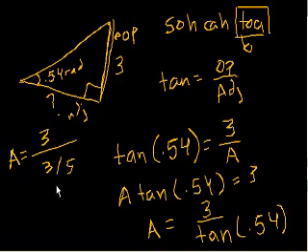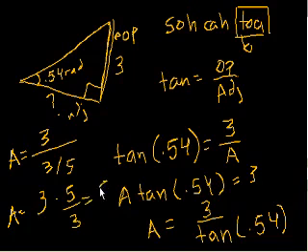And of course, I'm using numbers that work out well just so that the fractions all cancel. But so we know the adjacent side is equal to, when you divide by a fraction, it's like multiplying by the inverse. So times 5/3. So the adjacent side is equal to 5. There you go.